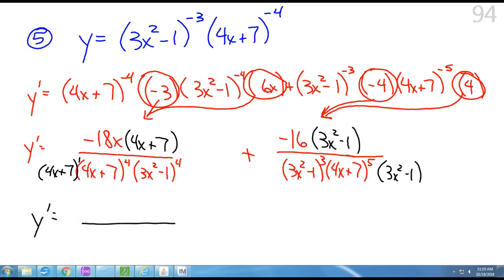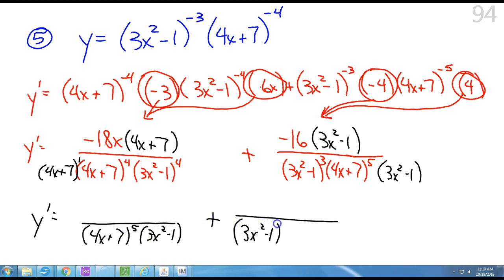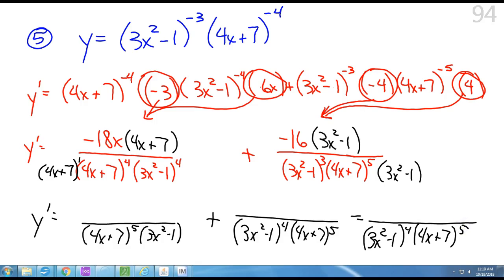So I could even go down to the bottom now. It gets annoying to rewrite it, I know, but it's going to be that plus the same denominator. And then in my answer, it's going to be the same denominator. So I got to worry about the top, just cleaning up the algebra.